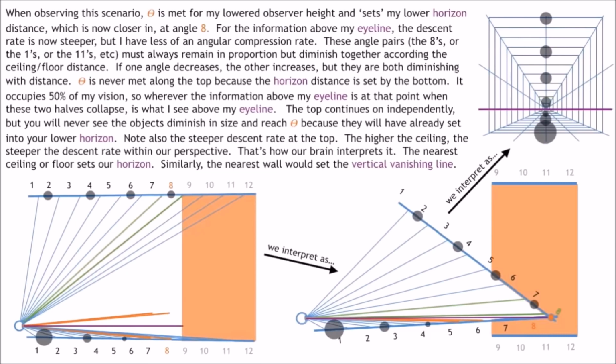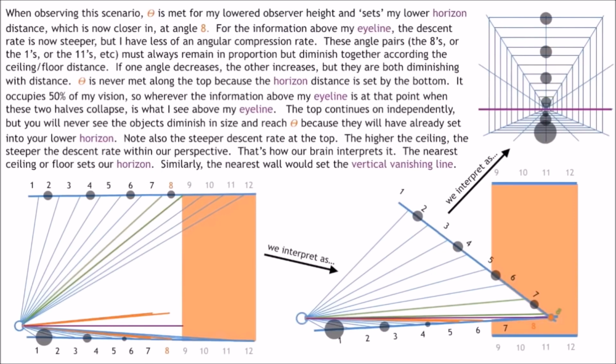It occupies 50% of my vision, so wherever the information above my eye line is at that point, when these two halves collapse, is what I see above my eye line in my perspective. The top continues on independently, but you will never see the objects diminish in size and reach theta along the top because they will have already set into your lower horizon. They are gone to your vision. Note also the steeper descent rate at the top. The higher the ceiling, the steeper the descent rate within our perspective. This is how our brain interprets it. The nearest ceiling or floor sets our horizon.